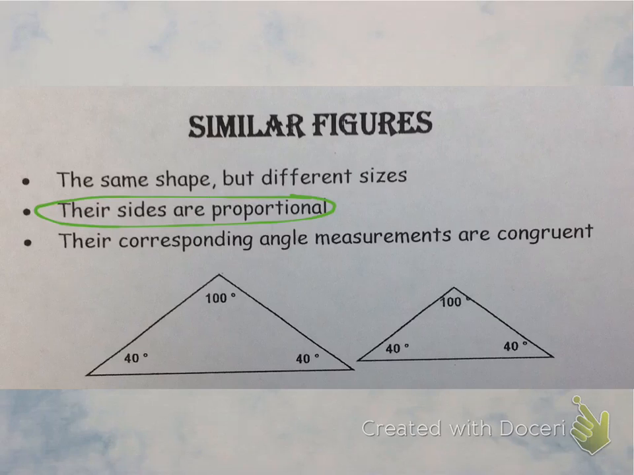Their corresponding angle measurements are congruent. That means that this angle, the bottom left angle, is congruent to the bottom left angle of the other, similar triangle. And this top angle is congruent to this top angle. Even if you notice they're different sizes, the angles are still congruent. No matter their size, they will still have the same degree angle.